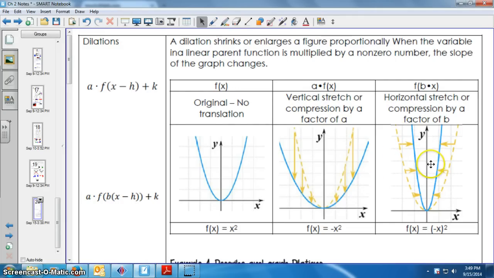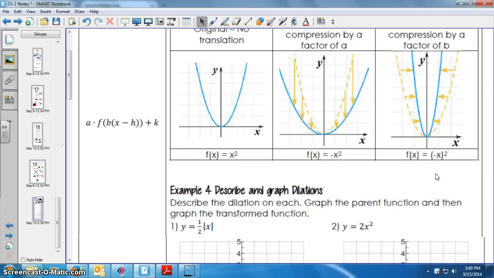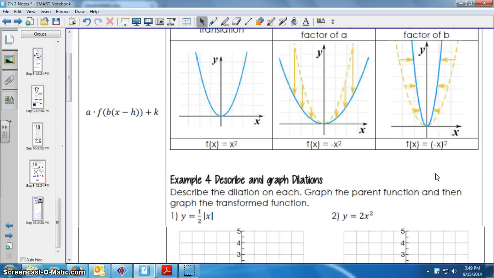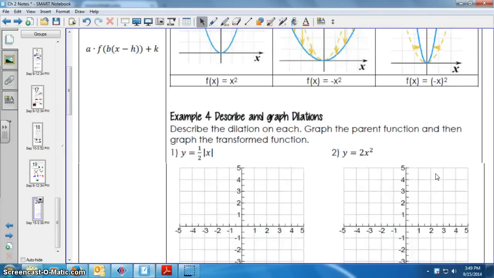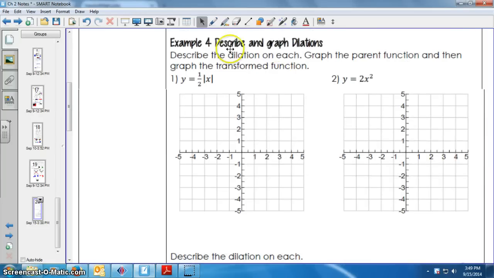Horizontal stretches and compressions are going to kind of do things like this, horizontally moving it, and it's opposite thinking when we're still on the inside. So that does follow through with even dilations, that opposite thinking when it's on the inside. So let's go ahead and take a look at these first examples.